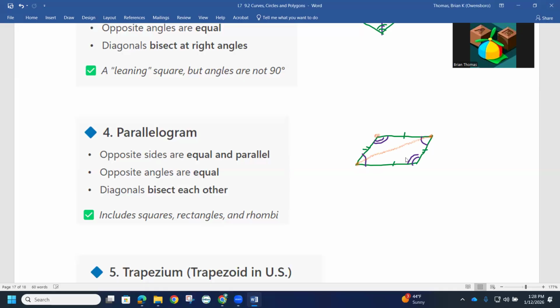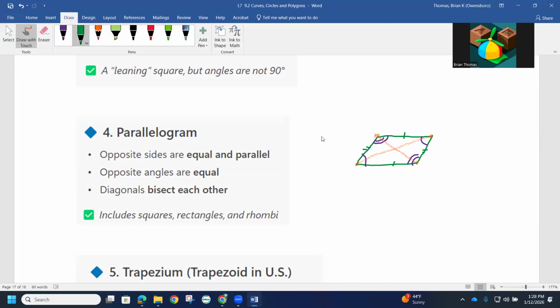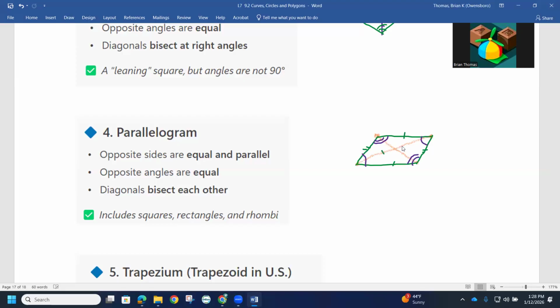And then if I talk about this one here and this one here, if I connect those two endpoints together, these are what we call diagonals. And what we mean by bisect each other is the fact that this distance and this distance are equal, and then this distance and this distance are equal. So bisect means it cuts it into two equal pieces. So those diagonals have a lot of characteristics going on here. But the diagonals themselves do not have to be equal.